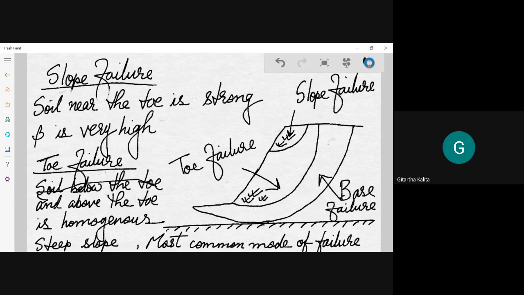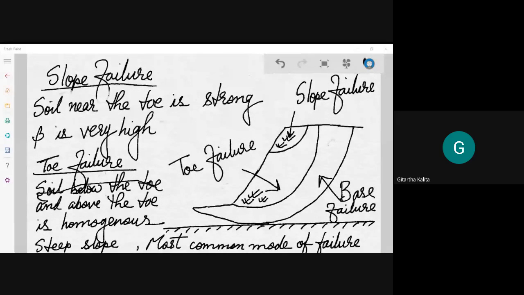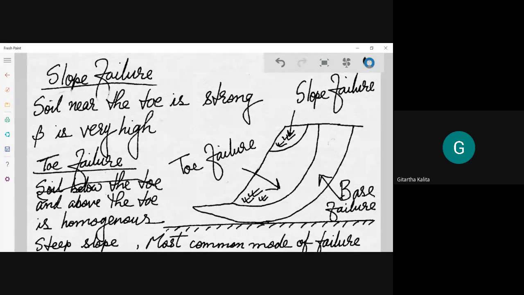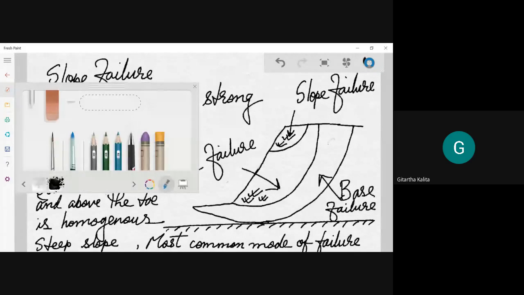So in toe failure, the soil below the toe and above the toe is homogeneous. It is a steep slope and it is the most common mode of failure. Then the last one is the base failure.